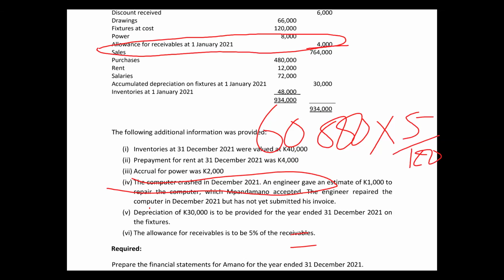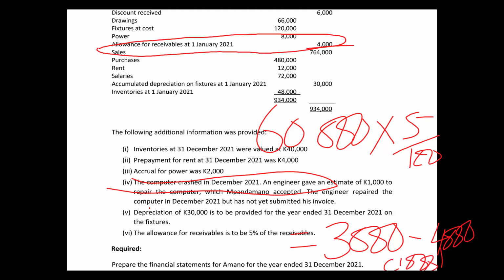When you started, it was 4,000. When you're closing it, how much is it? It gives us 3,000. Yes, it has given us 3,000. So you have seen that from the opening of the period, the allowance for receivables has reduced by 1,000, right? It was 4,000, now it is 3,000.